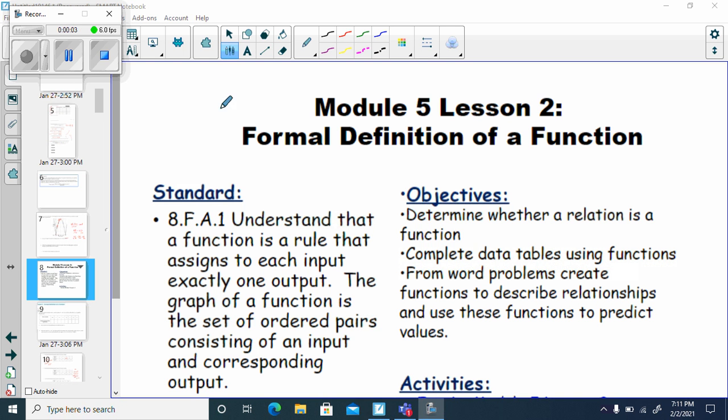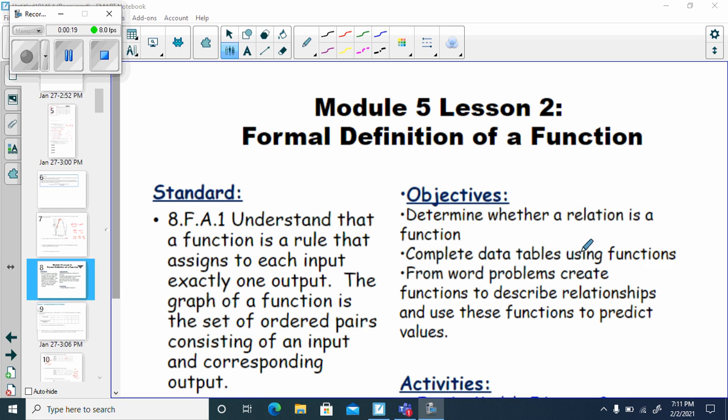This is Module 5, Lesson 2. We're working on functions. We're going to be talking about how each function has, for each input, exactly one output, and we're going to look at how they're plotted. In this particular lesson, we're going to determine whether a relation is a function.